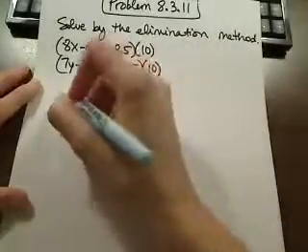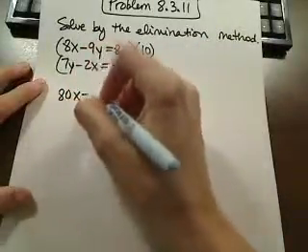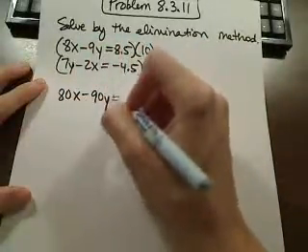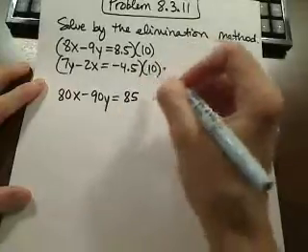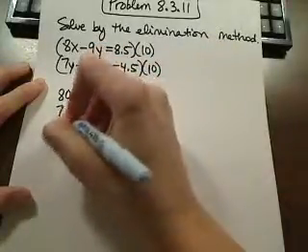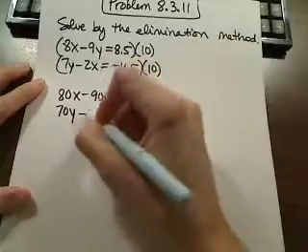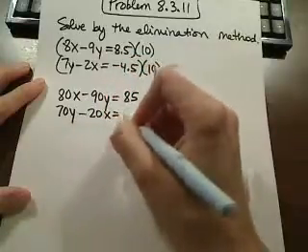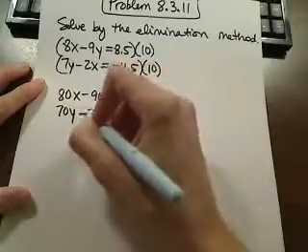And then when we distribute the 10, we're going to get 80x minus 90y equal to 85. And the bottom one, 70y minus 20x equal to negative 45.